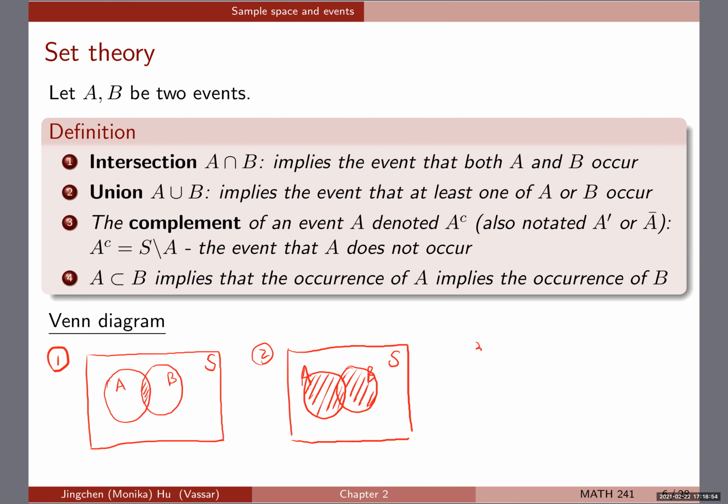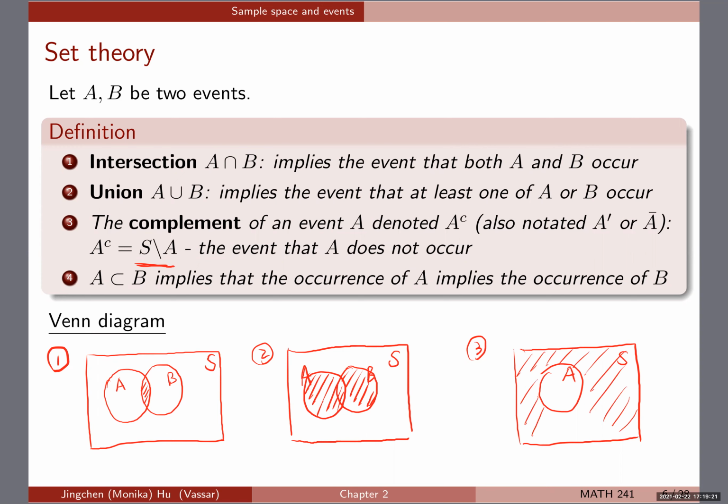The third one. Again, a sample space, and we don't have B here, we only have A, so let's just say this is A. A is in this circle, and A complement means that A does not occur. But it's still within the sample space that we started with, so it's going to be everything outside of the circle, but still within our box.